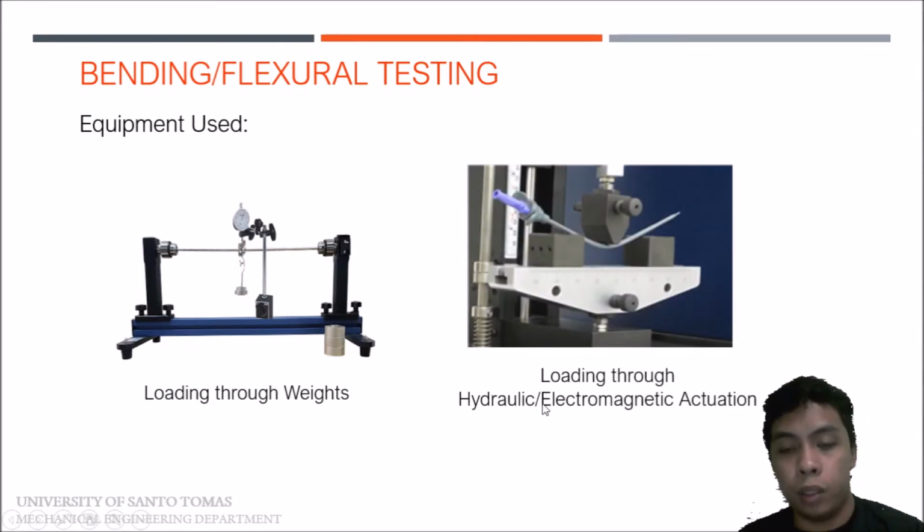Next, we have loading through hydraulic or electromagnetic actuation. So the movement of the load natin is due to hydraulics na. So meron kang piston or linear actuator that pushes the piece metal natin. And the piece metal or the specimen is supported by these two blocks. So gaya ng ibang test, ang nami-measure dito is the force, no? And then we can observe the deformation na nabuo.